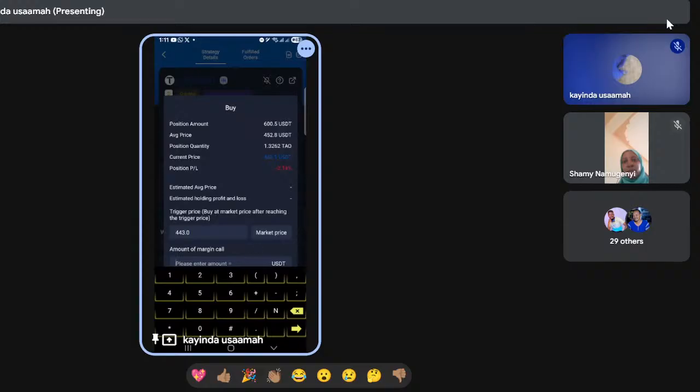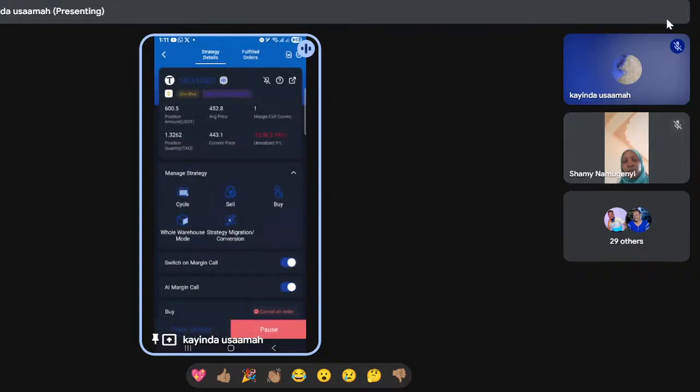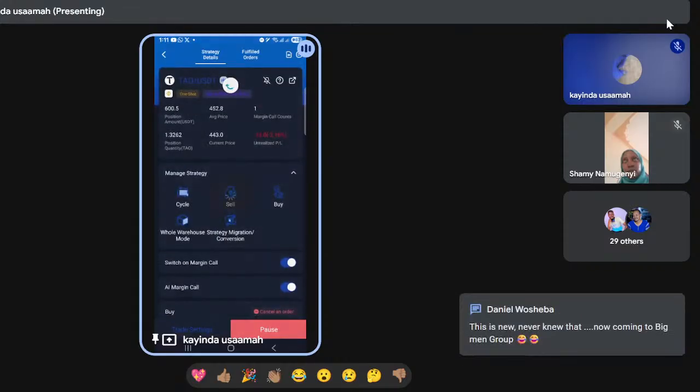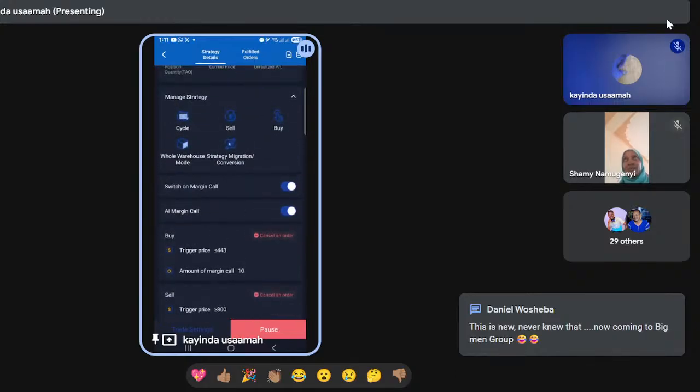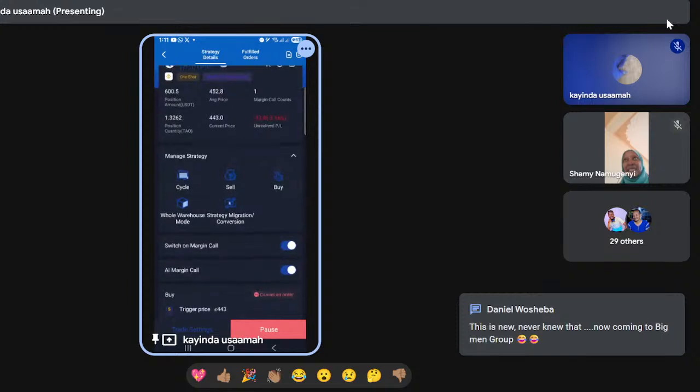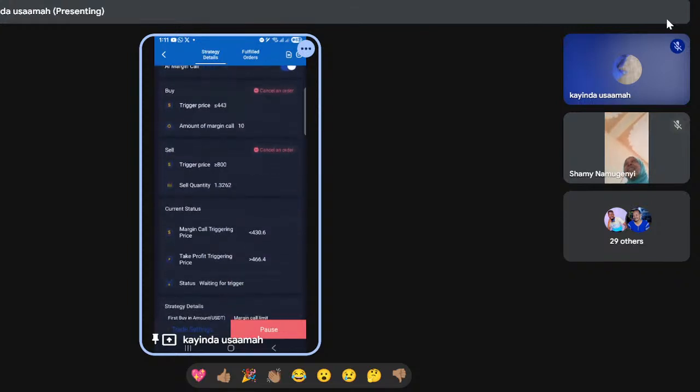443.0. Hey, index there $10. The moment the price comes down to this, the robot will buy. Now the robot is waiting. Okay? The robot is waiting to trigger. You get my point?